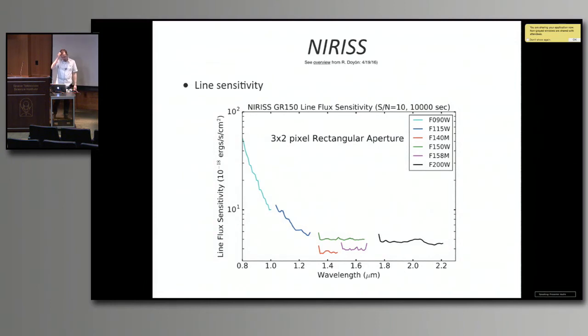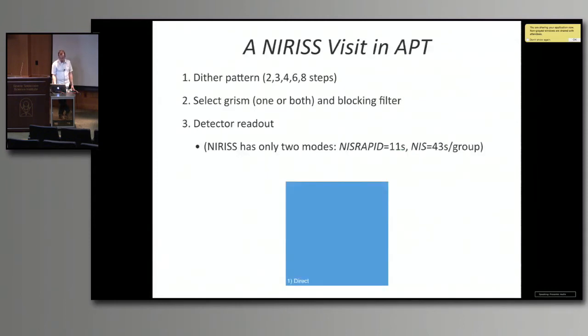And here are the sensitivities. So in about 10,000 seconds, you get to line sensitivities of significantly less than 10 to the minus 18 ergs per second per centimeter squared. That's a factor of a few better than even extremely deep Hubble observations that have been taken so far. And then here's just a quick overview of planning a NIRISS visit in APT.